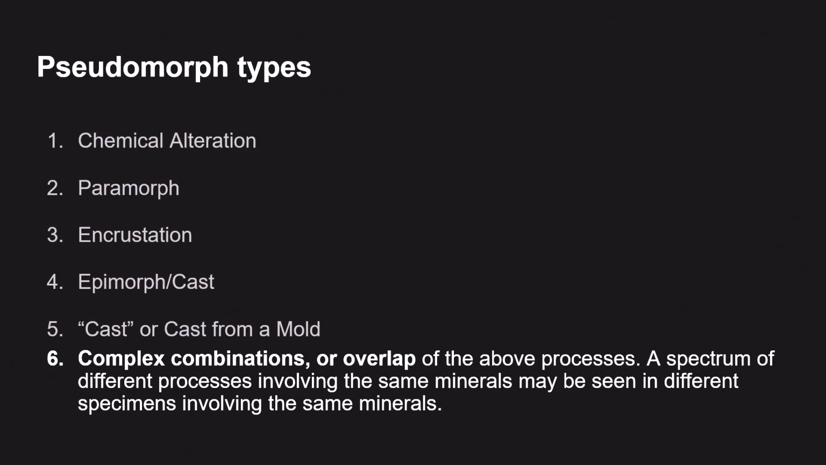So originally the slide only had 5 types of pseudomorphs, but there really is a 6th type that is very important, and that is one where there are complex combinations or overlaps of the above 5 processes. And you can actually see a spectrum of different processes involving the same combination of minerals in different specimens, and I'll have a good example of that a little later on in the talk.